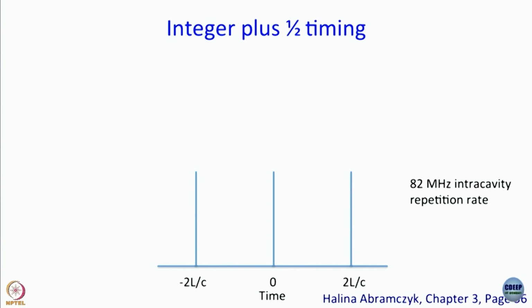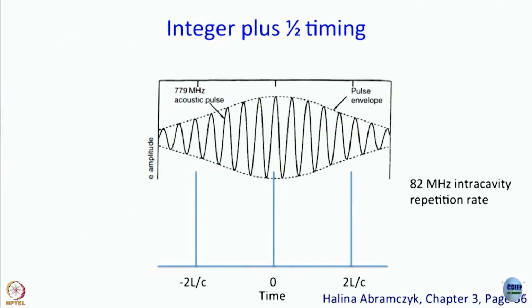Okay. So, you get pulses like this, and we know by now that the time between two pulses is something like 2L/c, the round trip time. So, this is the laser pulse within the cavity, not coming out. And this is the profile of the sound wave that is applied, the radio frequency, 779 megahertz. I am sure they wanted to make 800 or 780, but then these numbers worked out to be convenient. And this "integer plus half" timing is a term coined by, I think, Spectra-Physics people.